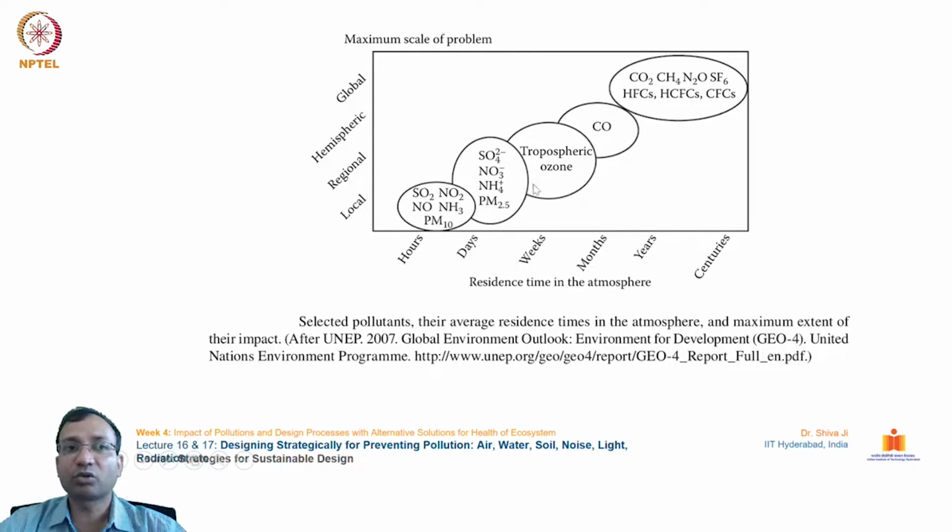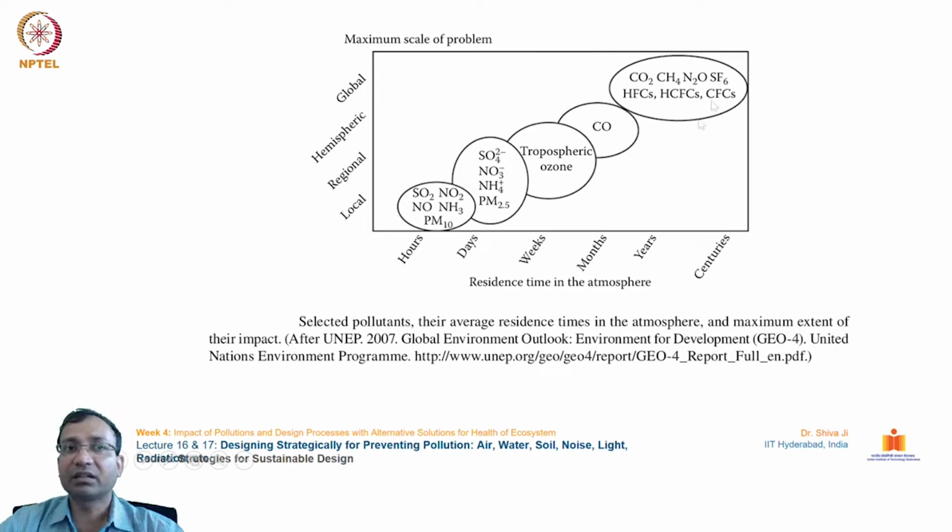Next to it, tropospheric ozone and the like can have their impacts ranging from weeks to several months, and they can go up to the extent of a hemisphere, maybe several countries. They can hover over a continent or two. This is the extent at which they can cause damage. The same is true for CO also. This can have its impacts ranging from months to several years, and it can spread over several continents, covering a major portion of the globe.